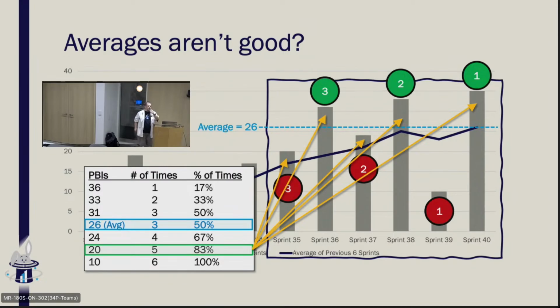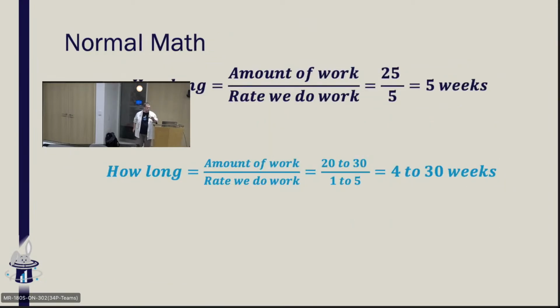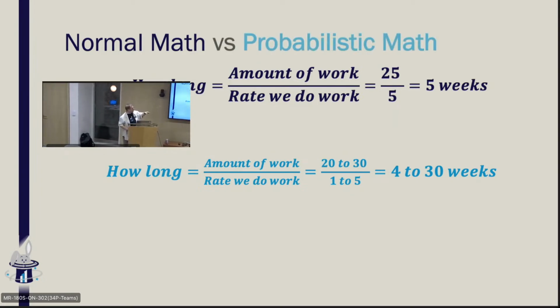Let me try and put this another way. When we do normal math, we take the amount of work and we divide it by the rate at which we do work. So in this case, if we did 25 items at 5 items on average, we would forecast that we're going to complete this in 5 weeks. But in probabilistic math, this is not normal math. In probabilistic math, what we do is we take the amount of work and we divide it by the rate at which we do work, but the rate at which we do work is a range. It's not a single number.